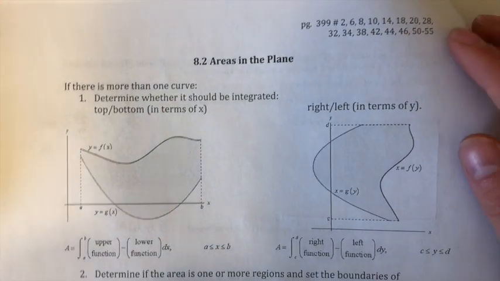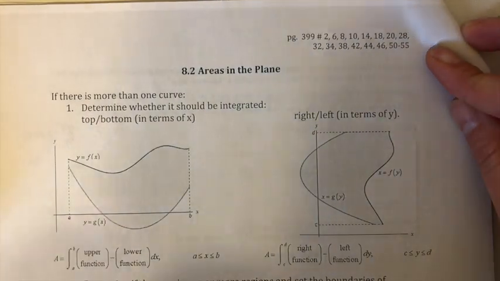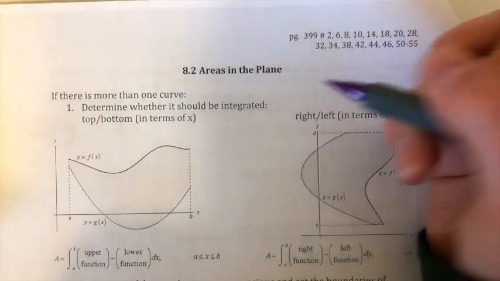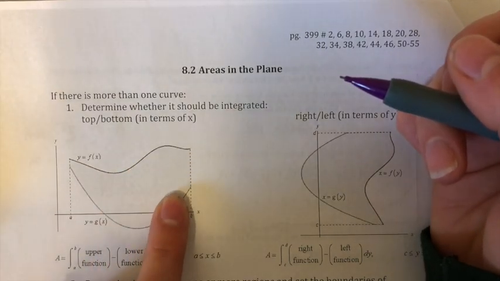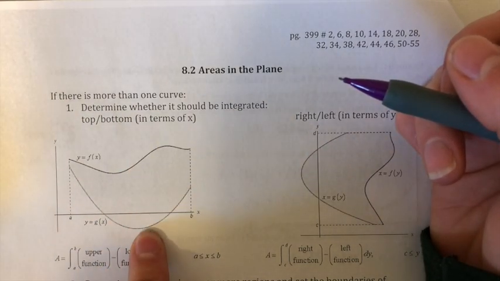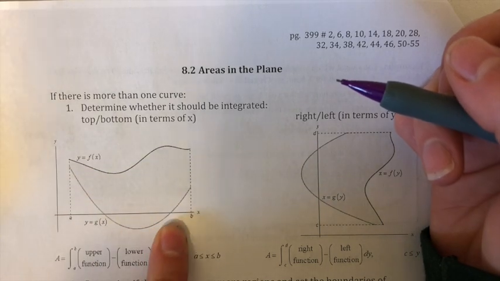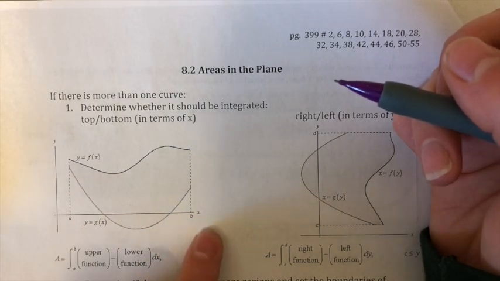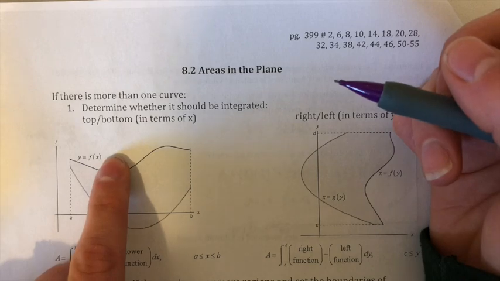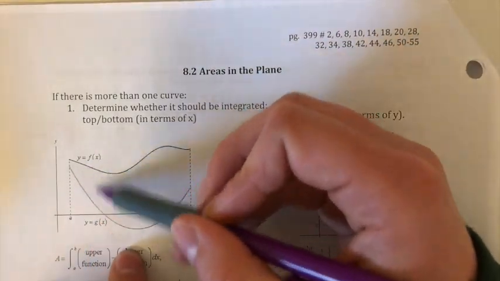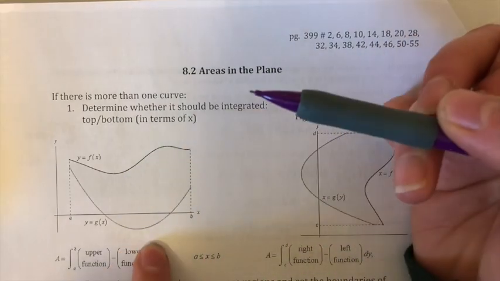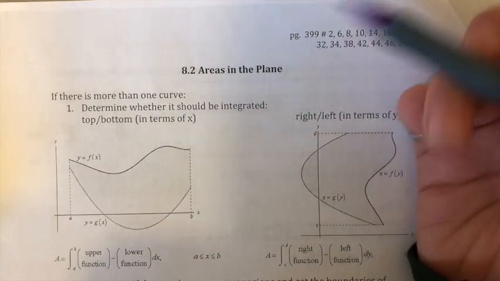Okay, section 8.2 is areas in the plane. So basically a plane is a two-dimensional surface. So we're looking at areas that are a little bit more complex than what we've looked at. They're between 2 or sometimes 4 different lines, depending on what's going on. Generally, because it's still an area, you're looking at all of the area between 2 different lines. So we're going to look at how to do that through integration.